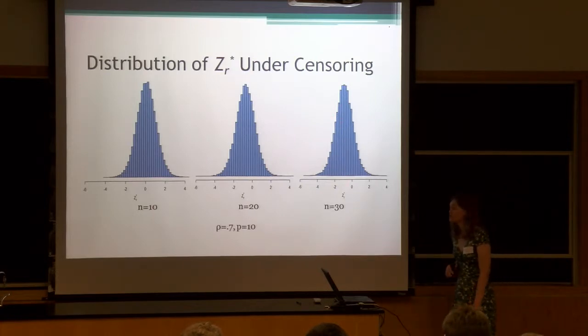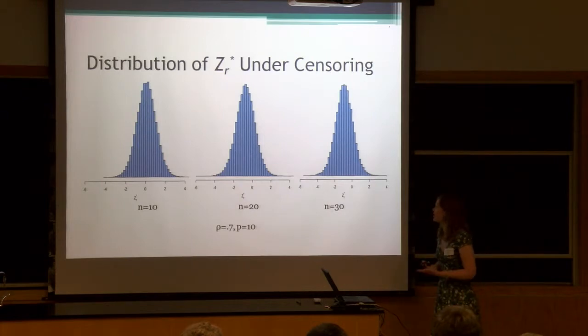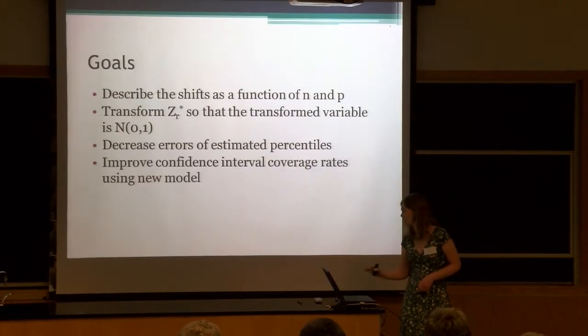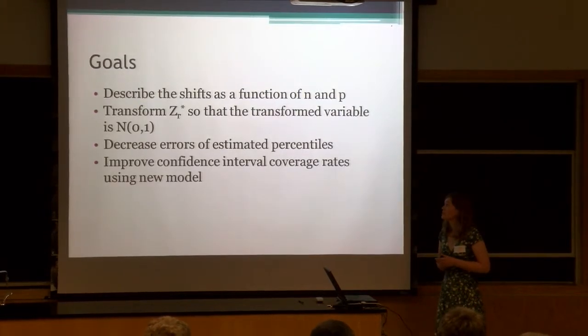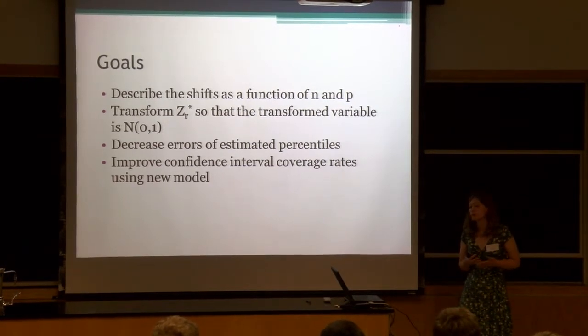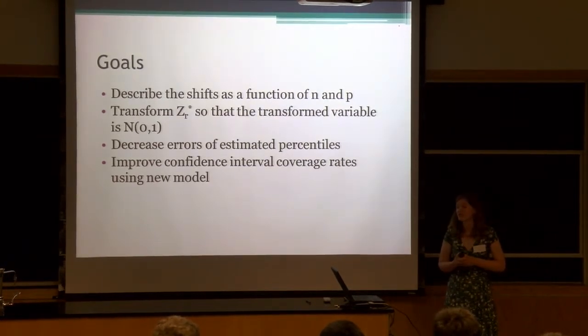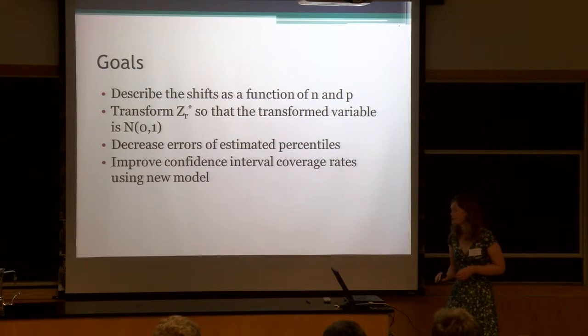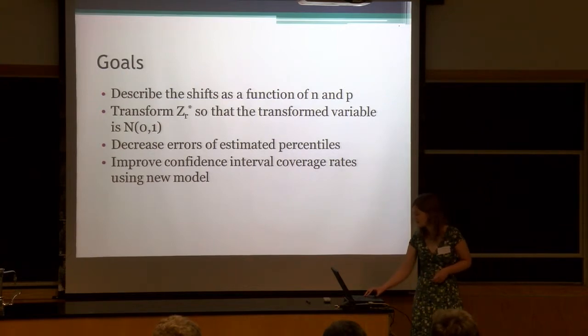And this is a huge problem, because we obviously can't apply the same distribution. So we'll have to find some kind of solution. What we did was we tried to describe these shifts as functions of n and p, and then transform to ZR stars so that our new transformed variable is standard normal. We then hope to use this new model to decrease our errors in percentiles and improve confidence interval coverage rates.